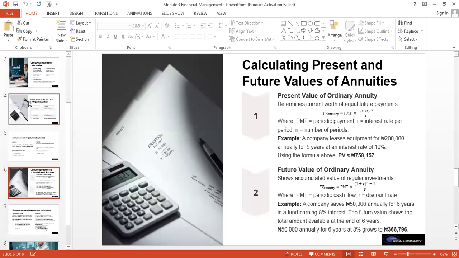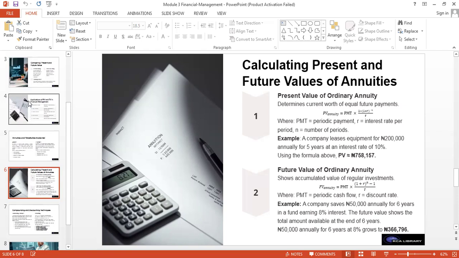When we have to calculate the present value and future value of annuity, we have it there for our ordinary annuity. It determines the current worth of equal future payments. The example is a company leases equipment for 200,000 annually for 5 years at an interest rate of 10%. Using the formula, we will be able to arrive at a present value of 758,157 naira.